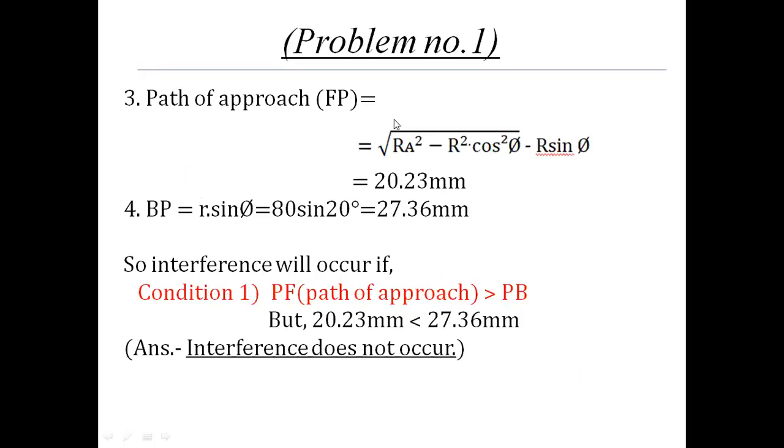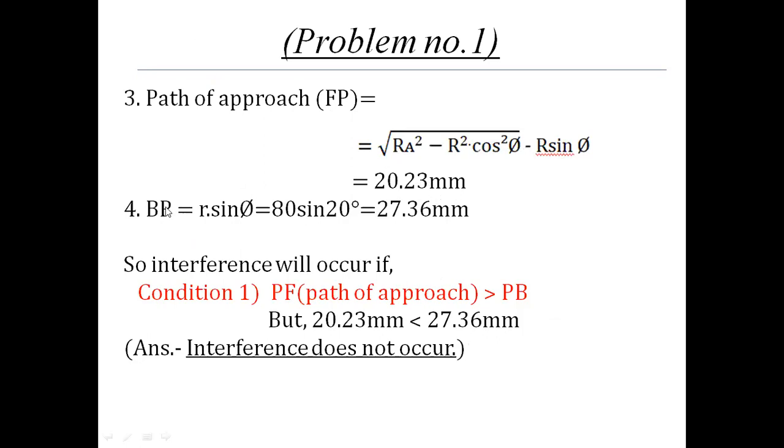Now path of approach is equal to this. Already we have studied the formula for path of approach: under root, RA square, the addendum circle radius for gear squared, plus R square cos square phi, out of bracket, minus R sin phi. After putting the values of RA, R and pressure angle, we are getting the path of approach FP equal to 20.23 mm.